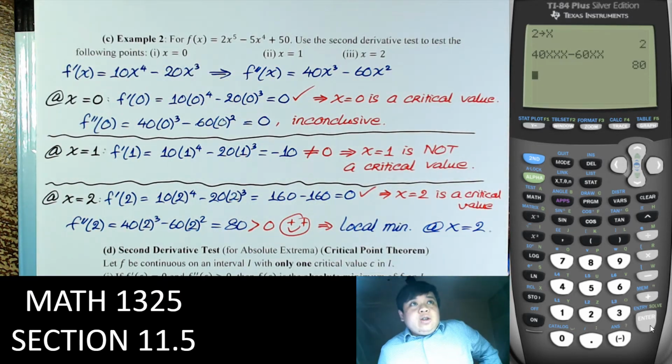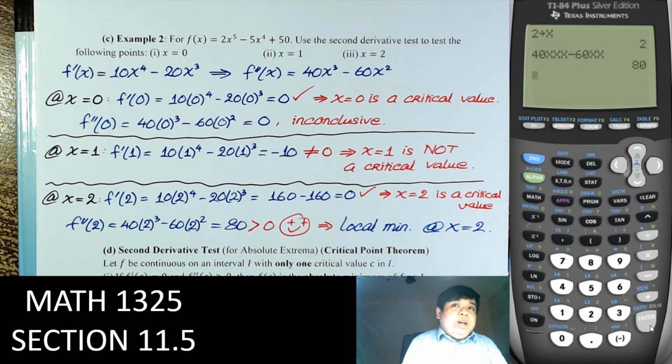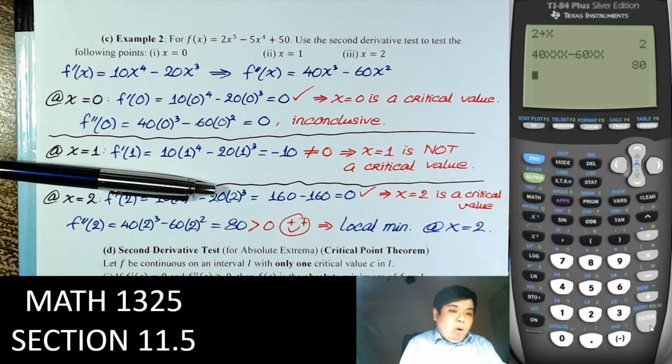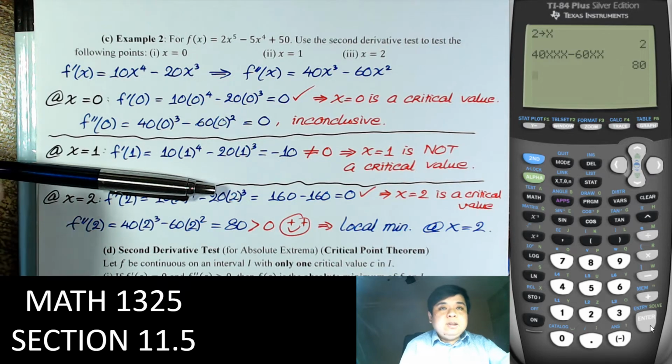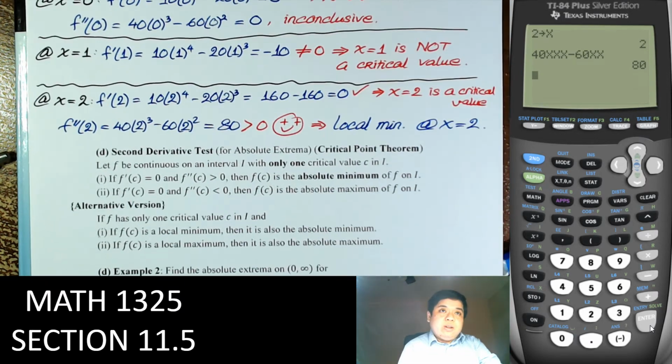Right. So once again, this is to show that it has to be a critical value. That's why we find the derivative and check whether it equals 0 or not. If it's not, then it's not even a critical value, so it cannot be a local max or local min. By the way, in this one, the points are given. We just test the points.